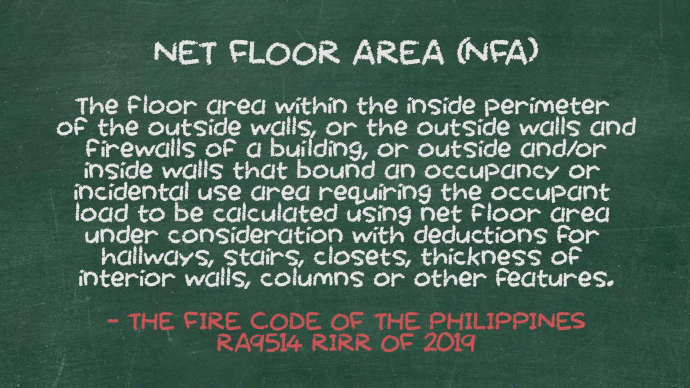As per the NFPA 101, net floor area is the floor area within the inside perimeter of the outside walls or the outside walls and firewalls of a building, or outside and or inside walls that bound an occupancy or incidental use area requiring the occupant load to be calculated using net floor area under consideration with deductions for hallways, stairs, closets, thickness of interior walls, columns, or other features.